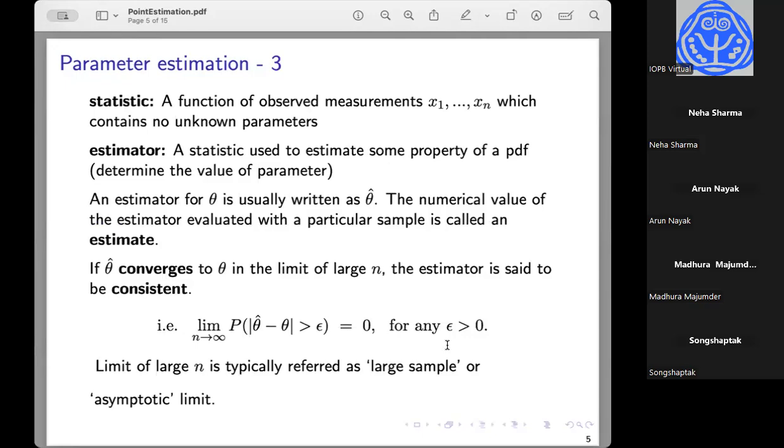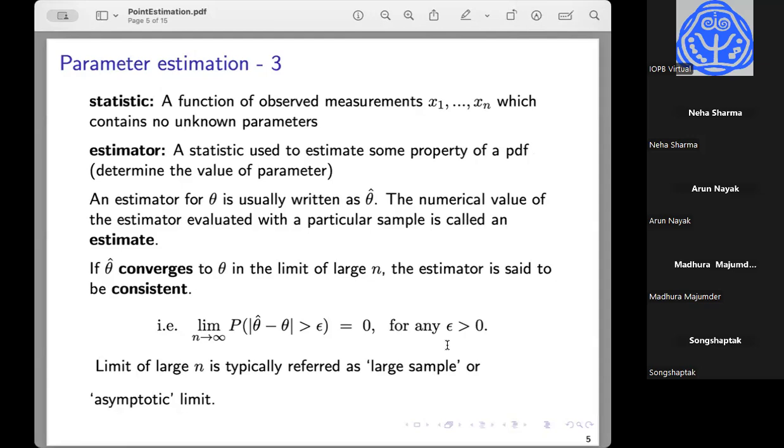Now let me introduce a few more definitions. A function of these observed measurements x1 to xn, which contains no unknown parameters, is called a statistic. And a statistic which is used to estimate some property of a PDF, meaning some hypothesized PDF, that is, we want to determine the corresponding value of the unknown parameter, is called an estimator.